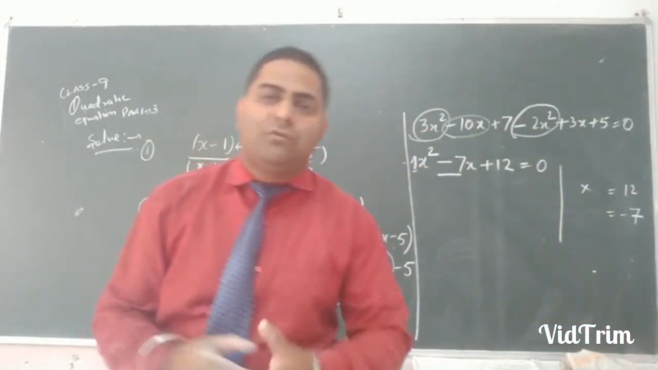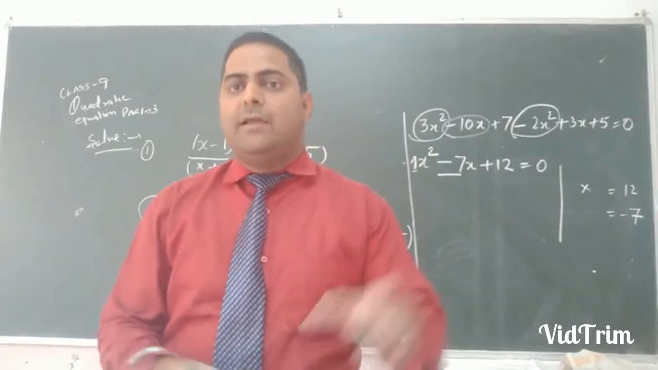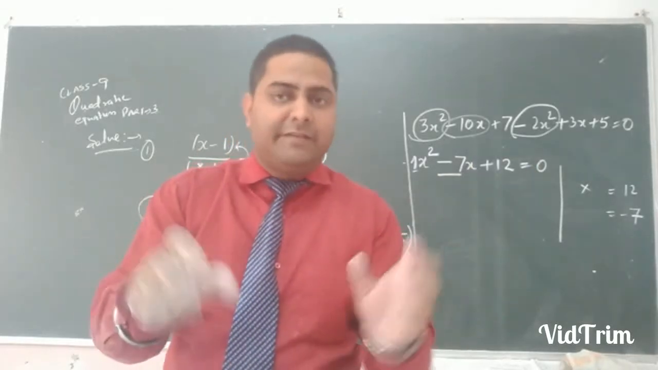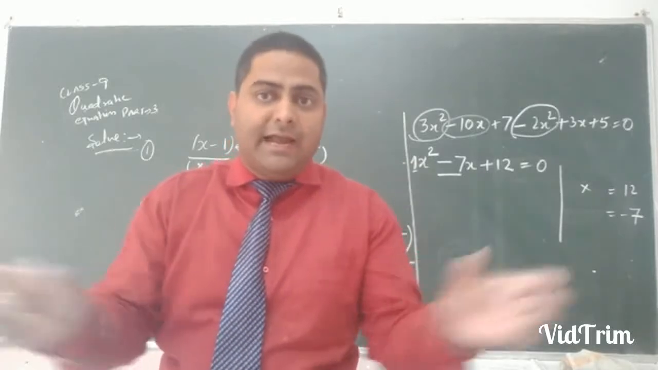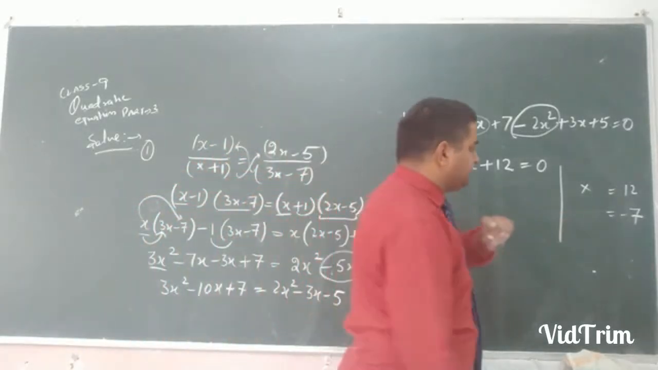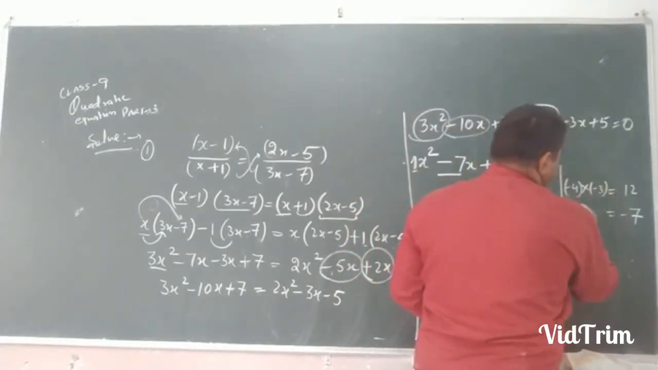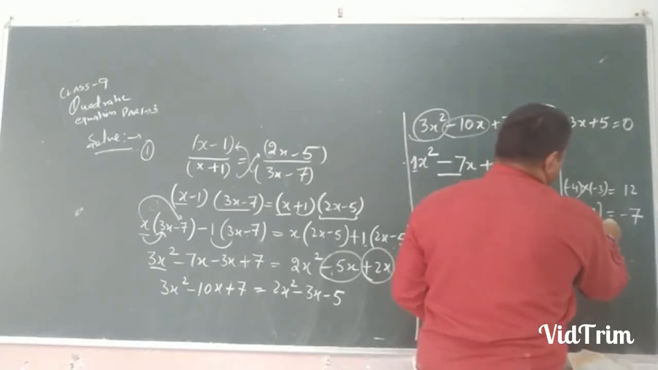Since the product of the two numbers is positive, both the numbers should be negative. Why? Because negative multiplied with negative changes to plus, and when we add them, their sum is minus. So what are those numbers? Minus 4 and minus 3.